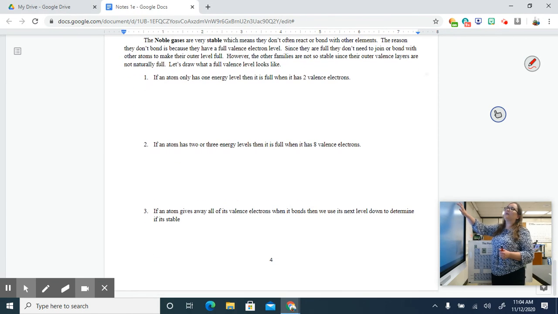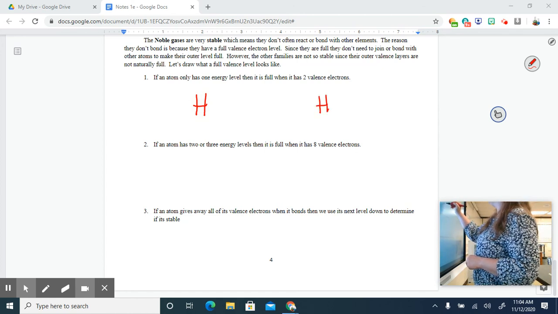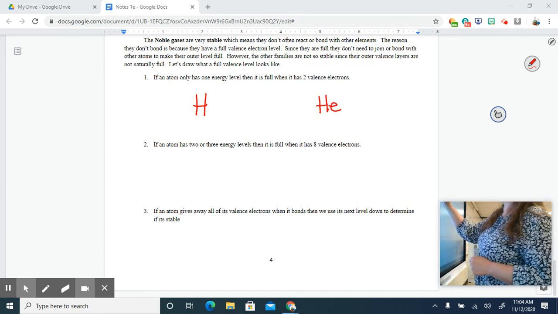Let's look at if an atom only has one energy level, it's full when it has two valence electrons. So there's only two atoms that are like this, hydrogen and helium. Okay. So hydrogen has one proton.